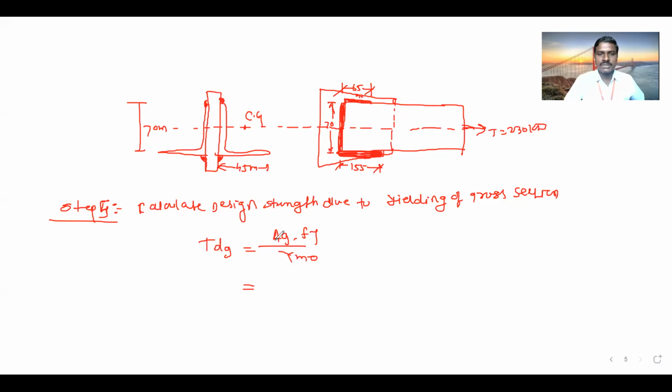How much AG have we taken? Gross area for the angle we have selected, no? 656. Okay. Into Fy is 250 divided by gamma m0 is 1.1. But is this 656 for a single angle or double angle? Single angle. So we have to multiply by 2 here. Are you getting?